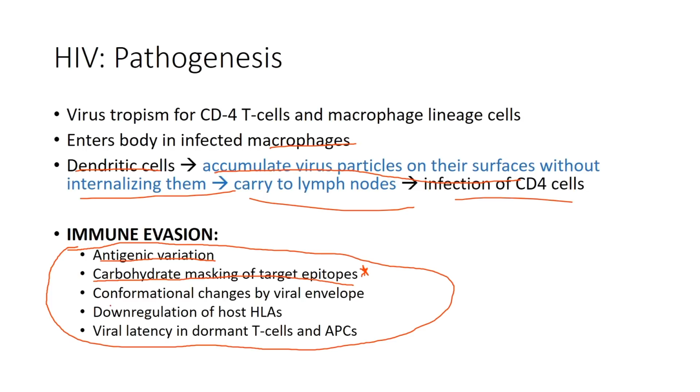It also can have conformational changes in the viral envelope, downregulation of the host HLAs, and then latency and dormancy in T cells and APCs. These are all high yield. Make some flashcards. Don't miss that question on your exams. This is something you definitely need to know for HIV. It's like, why is someone continually having this infection? Why can't our immune system respond to it? I know it's infecting our T cells, but still we should be able to get rid of it at some point in time, but we never do, and it's because of this evasion.